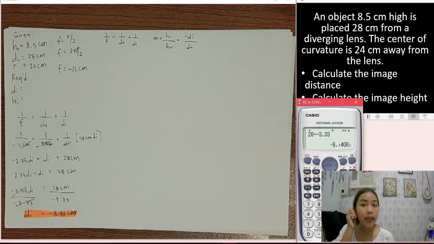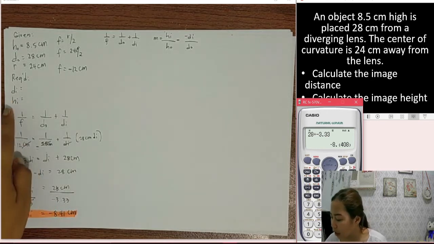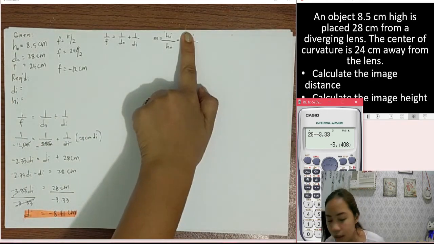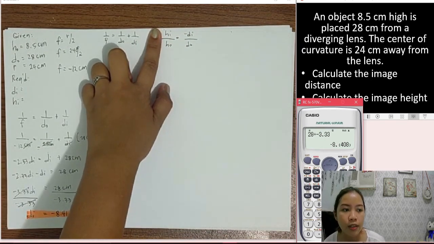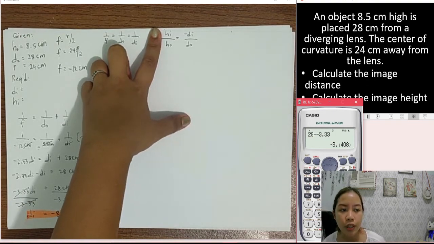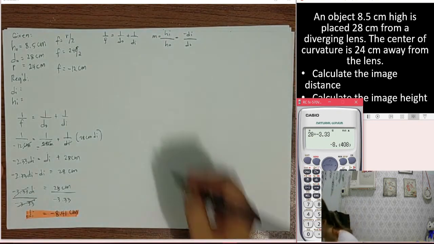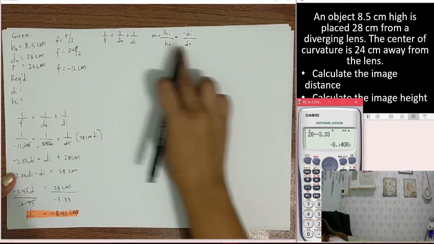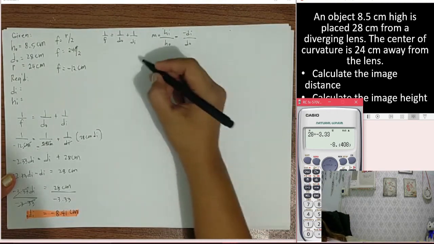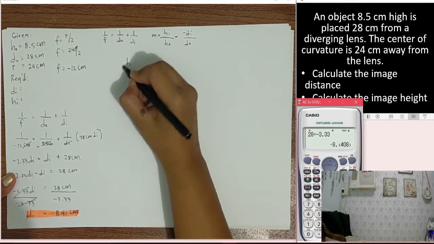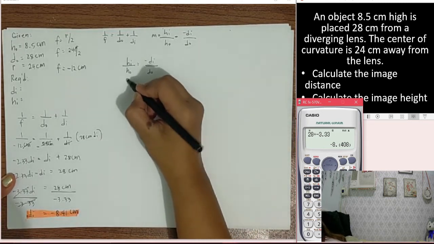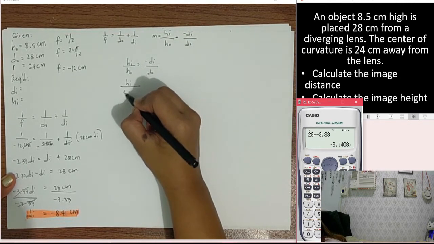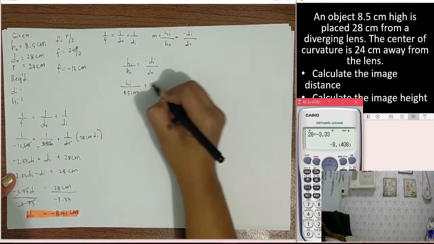Now let's solve for the h sub i. Since we don't have a value for M using this equation, the best equation we can use is this one. We have h i over h o is equal to negative d i over d o. So substitute the values. h i over h o equals negative d i over d o. Substitute h o, that is 8.5 centimeters.